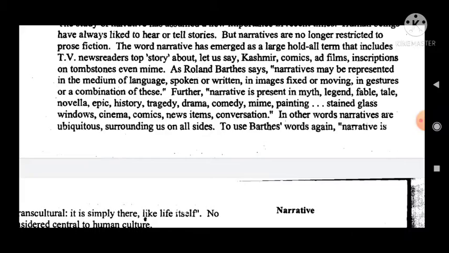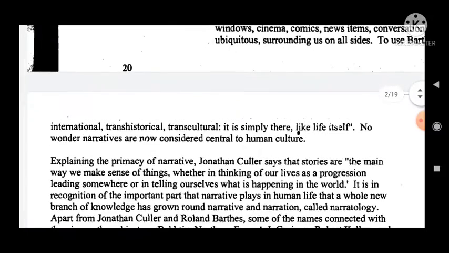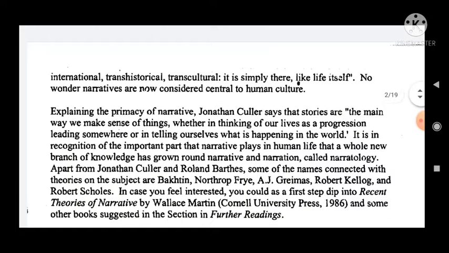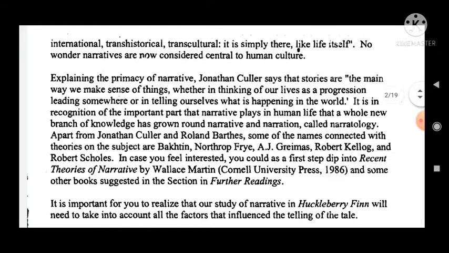To use Barthes' words again, narrative is international, transhistorical, transcultural. It is simply there, like life itself. No wonder narratives are now considered central to human culture. Explaining the primacy of narrative, Jonathan Culler says that stories are the main way we make sense of things, whether in thinking of our lives as a progression leading somewhere or in telling ourselves what is happening in the world.